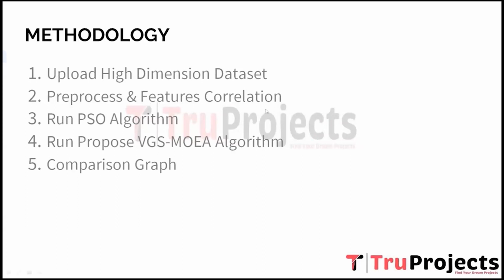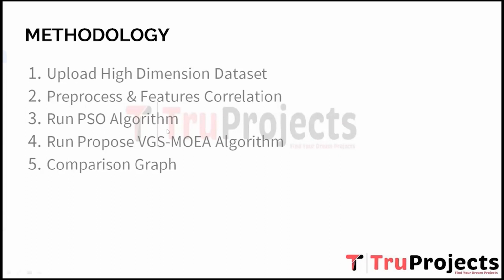Second, pre-process and features correlation. Before running any algorithm, the dataset often requires pre-processing. This includes steps like handling missing data, normalizing or scaling features, and removing noise. Additionally, exploring the correlation between features helps to understand how they relate to each other and whether they provide redundant or valuable information. Correlation analysis aids in selecting meaningful features and can influence the subsequent steps of the algorithm.